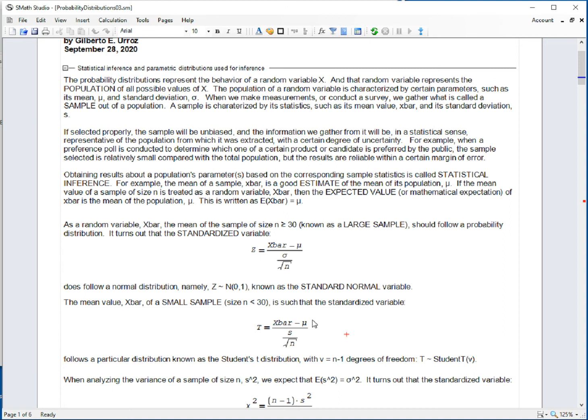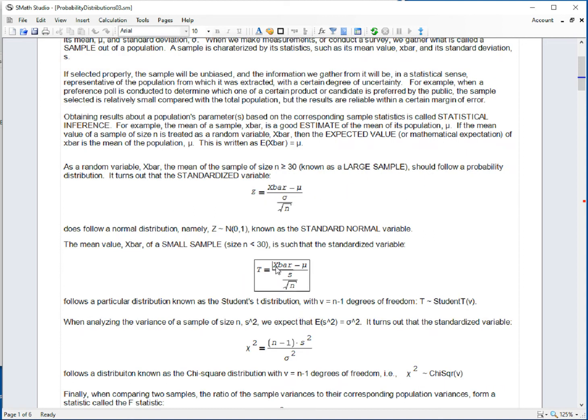there's another standardized variable called t that is very similar to the other one, except that we use the standard deviation of the sample in the denominator. This will follow what is called the student's t distribution with a parameter equal to n minus 1, the size minus 1. This parameter is given the symbol nu and is referred to as the degrees of freedom of the distribution.